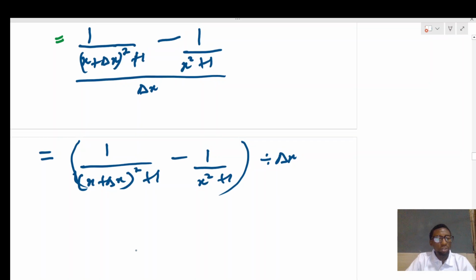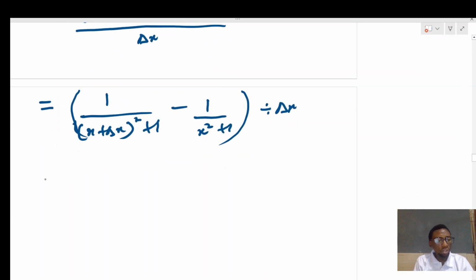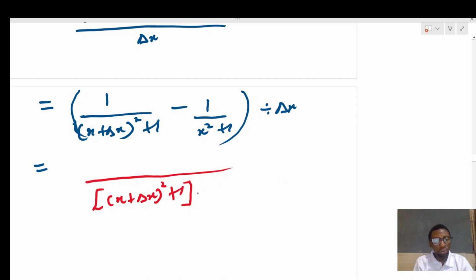Okay, so let me do the one in the bracket first. So that will be 1. Let me find the LCM of what I have in the bracket here. Our LCM will be, let me put this in a big square bracket, x plus delta x all squared plus 1. Then also this in the bracket too, x squared plus 1.